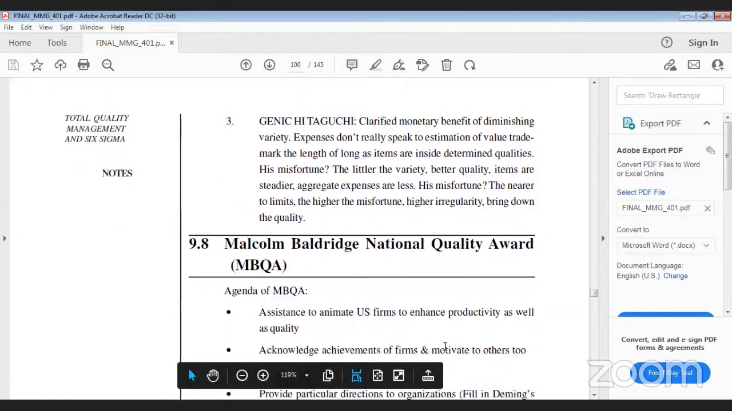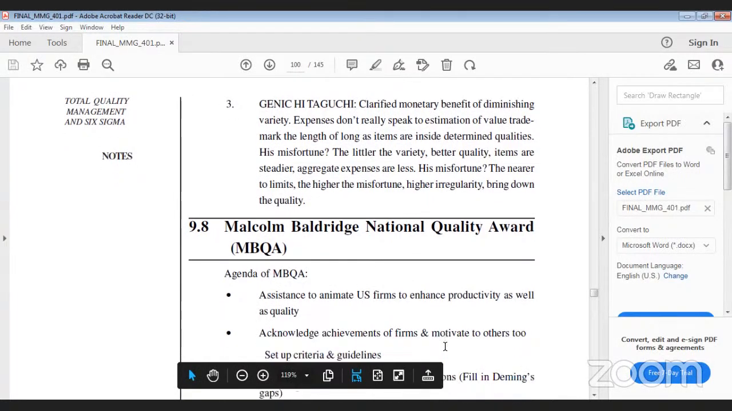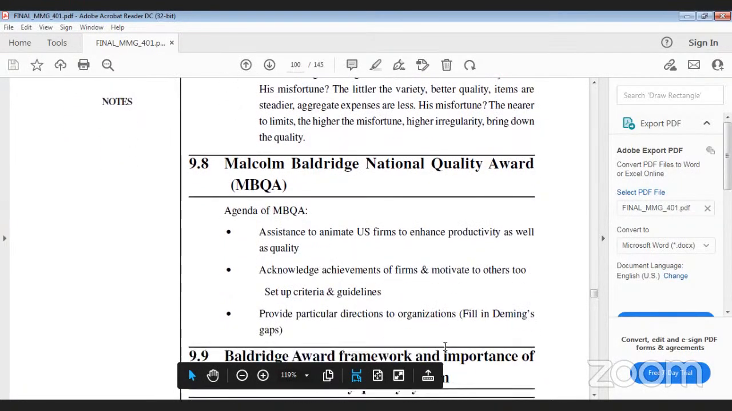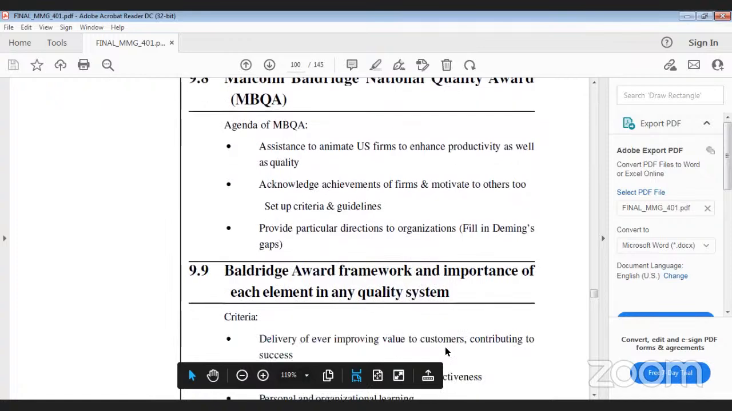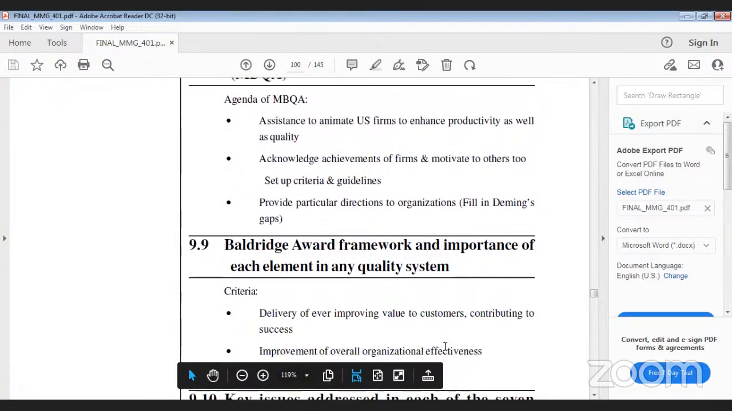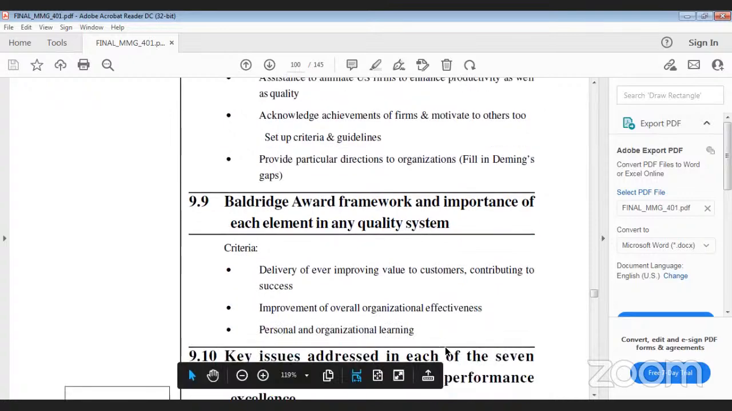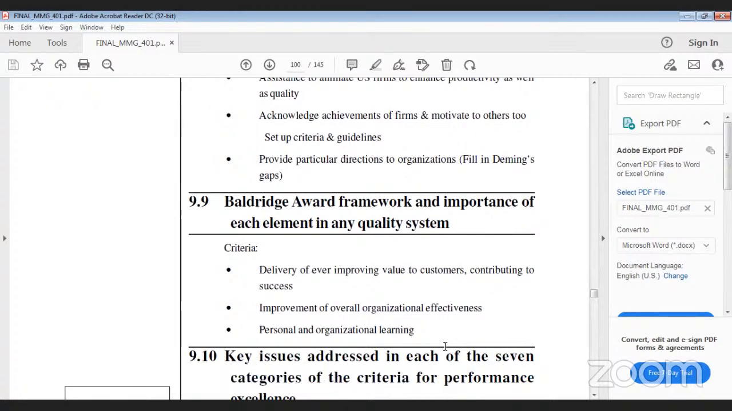The next point is the Malcolm Baldrige National Quality Award, MBQA. He has given some agenda there, and there were 3 points. First, assistance to eliminate US forms and enhance productivity as well as quality. Second, acknowledge the achievement of the firms, motivate others and set up criteria. And the third point is to provide participation directions to organizations.